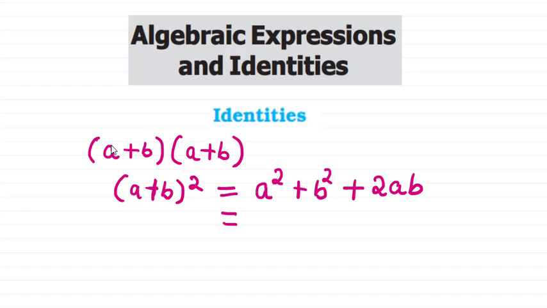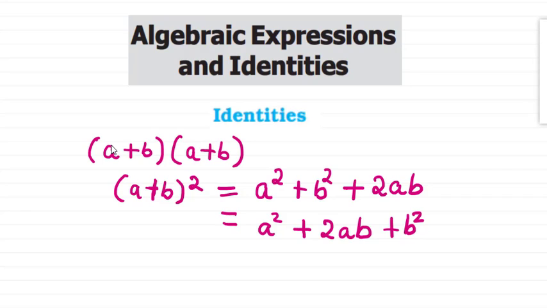And in your books it is also written like this: the square of the first term plus twice ab, that is the first term and the second term, plus the square of the second term. Both are correct, so you can use either way. So this is the first identity.